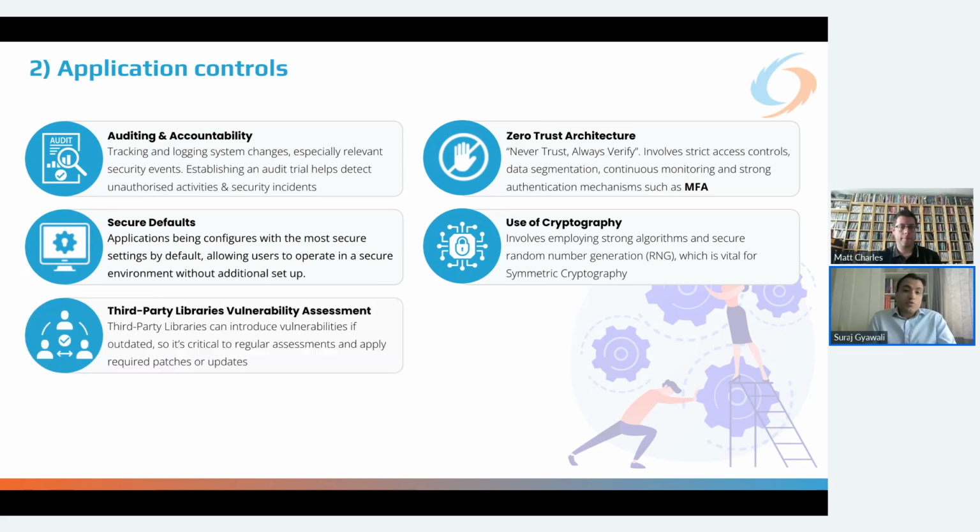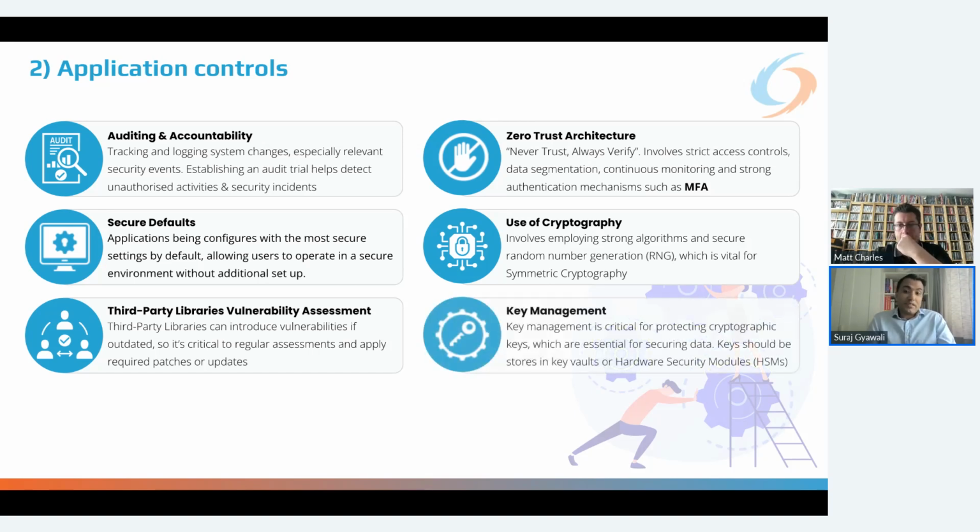Another important application control is third-party libraries vulnerability assessment. Using third-party libraries can introduce vulnerabilities if these libraries are outdated or contain security flaws. It is critical to conduct regular vulnerability assessments of all third-party components used in the application before the release as well as the releases in production. This involves checking for known vulnerabilities, applying patches or updates, and ensuring that the libraries conform to the latest security standards. Bills of material, which is quite popular recently, is a central resource to manage third-party libraries diligently.